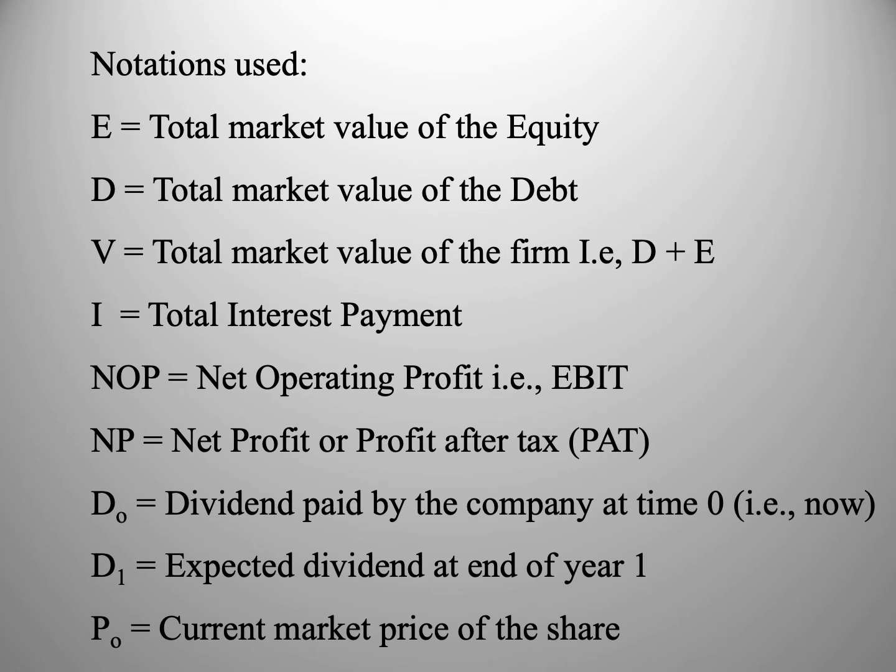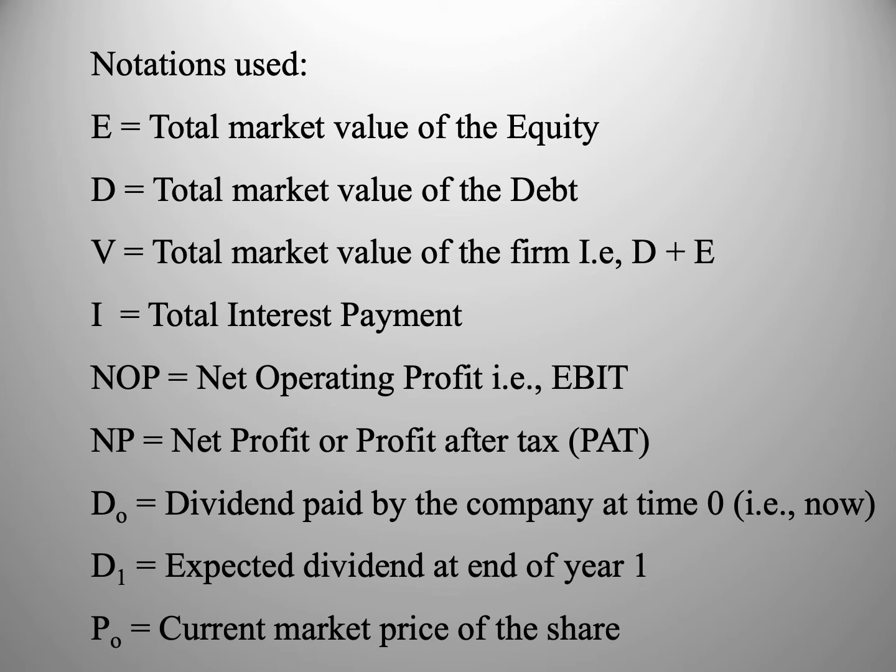There are some basic notations that are used in the theories of capital structure. Some of these notations are like E. E stands for total market value of the equity. D, total market value of the debt. V, total market value of the firm. Means the total market value of the firm includes the market value of the debt and the market value of the equity. It is a sum of debt and equity's market value.